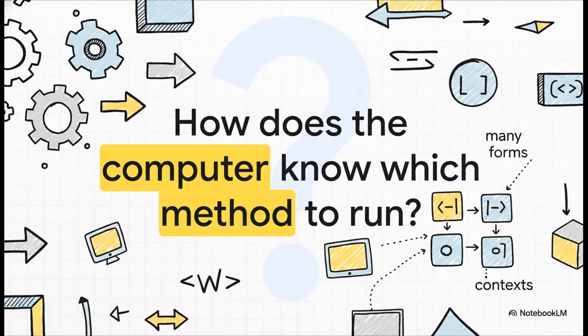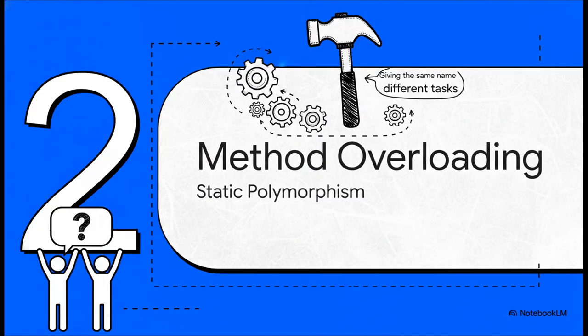Well, the secret sauce here is a concept called polymorphism. It's just a fancy word that basically means many forms. A single method name can take on multiple forms depending on the context, and we typically achieve this in two main ways. Let's look at the first one. Moving to section 2, method overloading.